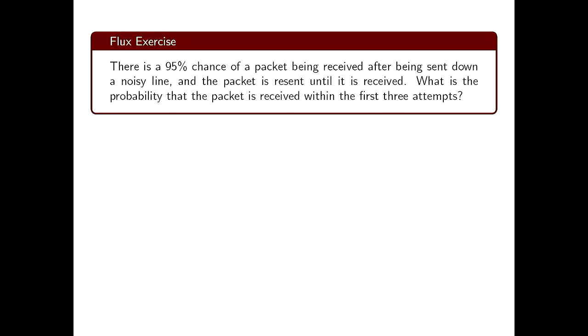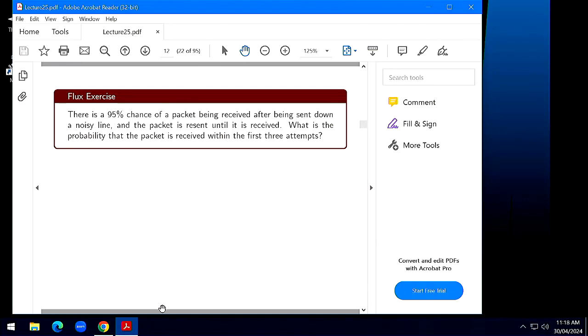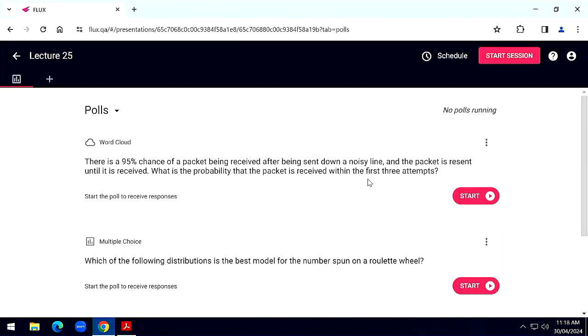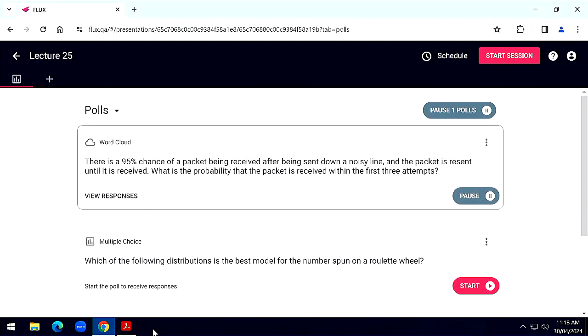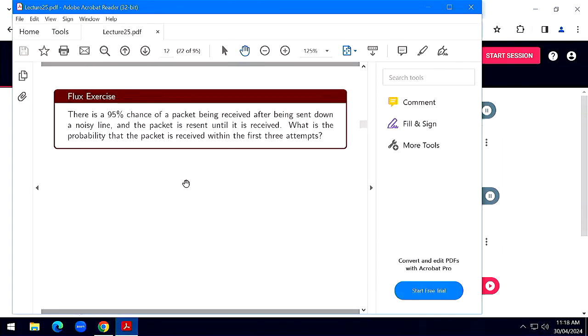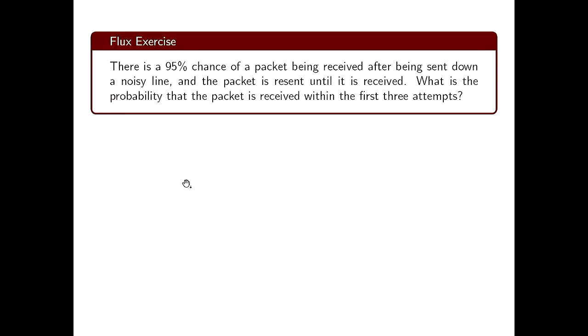Okay, so I have a flux exercise for you. Just as a change, I'm doing this one as a word cloud. So the idea is type in what you think the probability is, something over something, something slash something. This is not an easy question, so I'll give you a little while to think about it. It's a good one to talk with people about, as they all are.